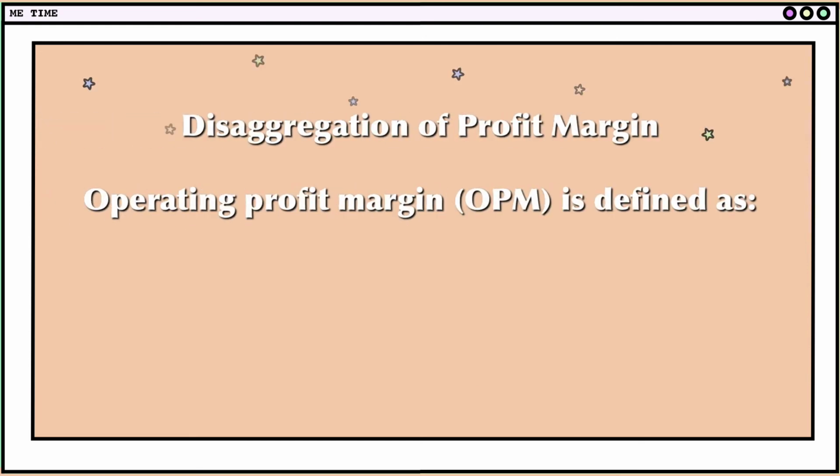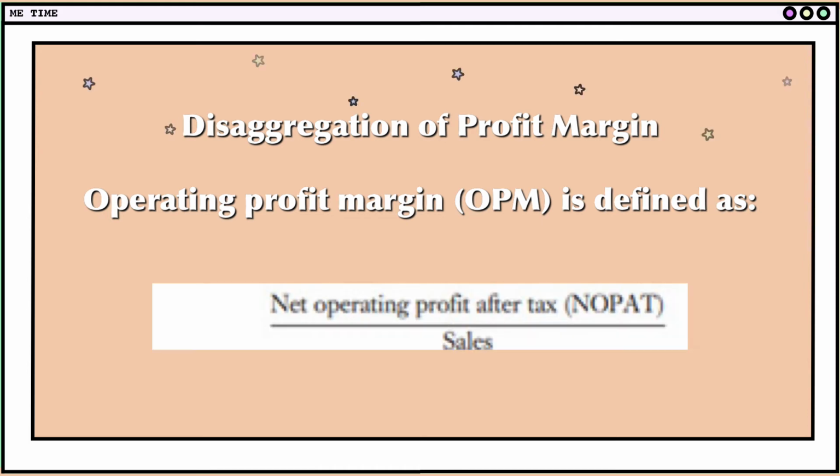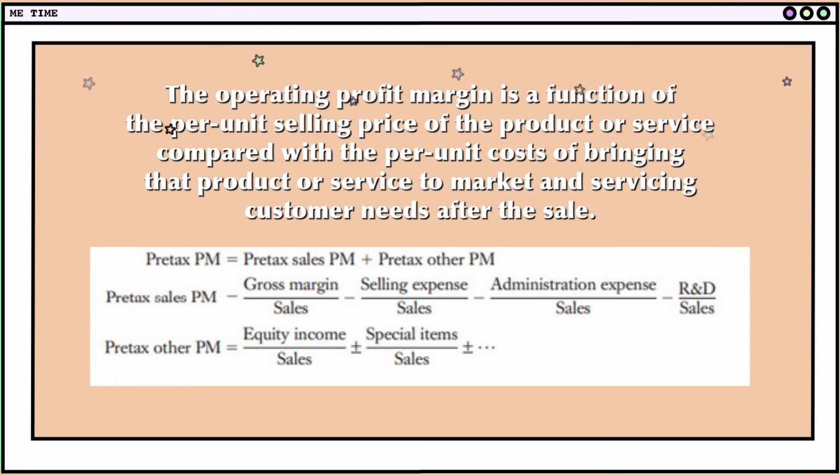Next, disaggregation of profit margin. Operating profit margin, or OPM, is defined as below. The operating profit margin is a function of the per unit selling price of the product or service compared with the per unit cost of bringing that product or service to market and servicing customer needs after the sale. For analysis purposes, it is useful to disaggregate pre-tax profit margin, or PM, into this component.